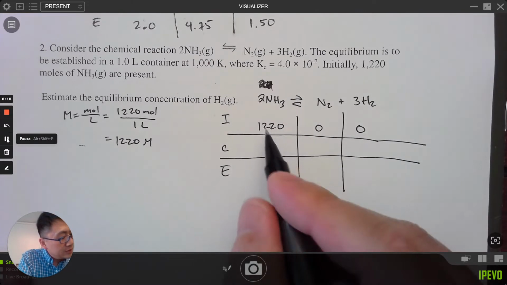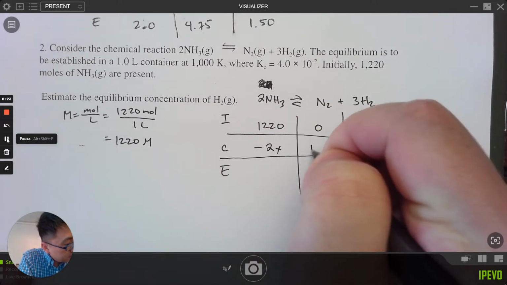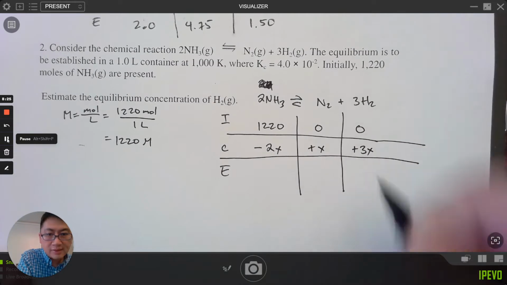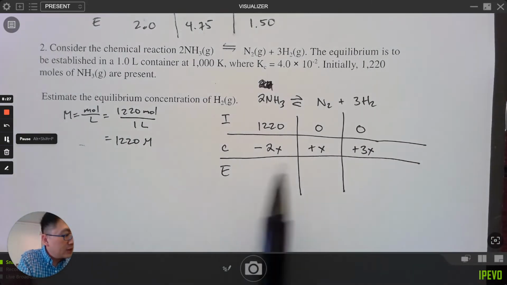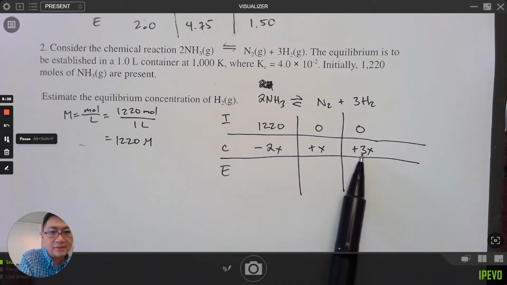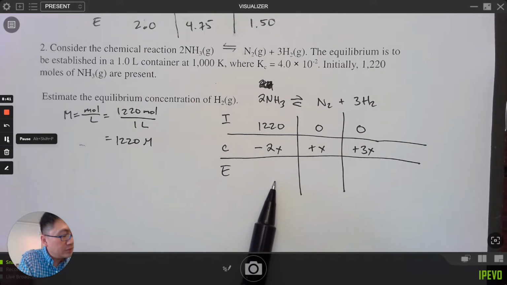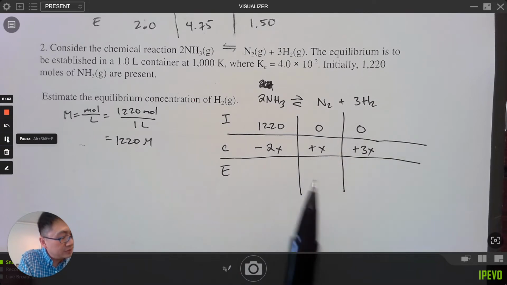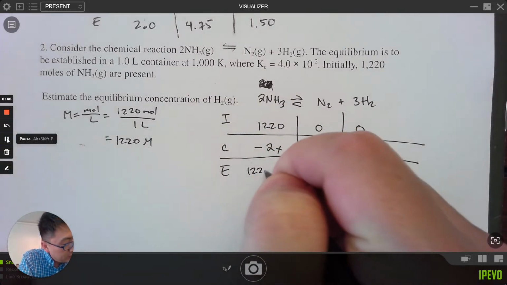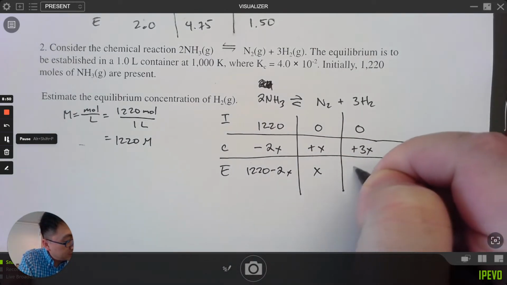Well, this will decrease and these will increase: minus 2x, plus x, plus 3x. Why? Because of the 2, 1, 3 coefficients. Negative for reactants, positive for products. The initial amount plus the change amount is the equilibrium amount. So this will be 1220 minus 2x, 0 plus x is just x, and 0 plus 3x is just 3x.